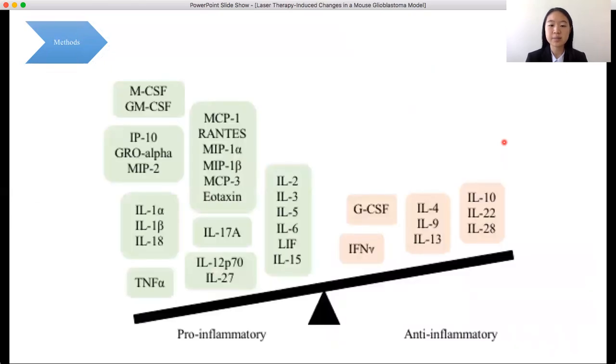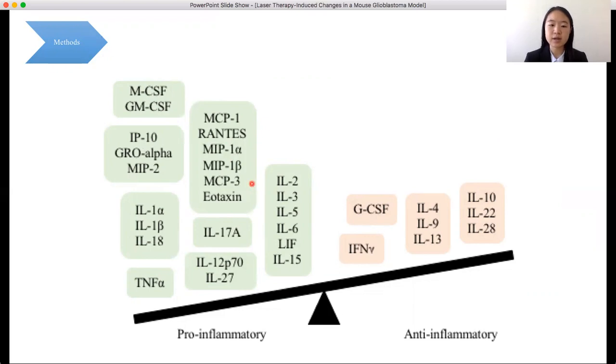Here, I simplistically divided them into pro-inflammatory and anti-inflammatory cytokines. But as you can see, these populations are very diverse. We have colony-stimulating factors, chemokines, interleukins, tumor necrosis factors, and there are relatively more pro-inflammatory cytokines in this panel.